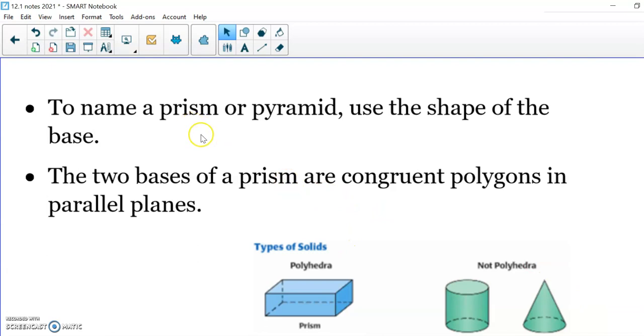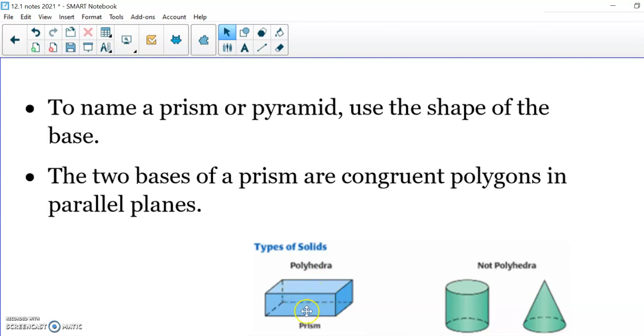If it's a prism, the sides are going to be rectangles or parallelograms. And we name the prism by its base, and in order to be a base, it has to be two congruent polygons in parallel planes. For the first one you're seeing here, it's a rectangular prism. You can call any side the base.